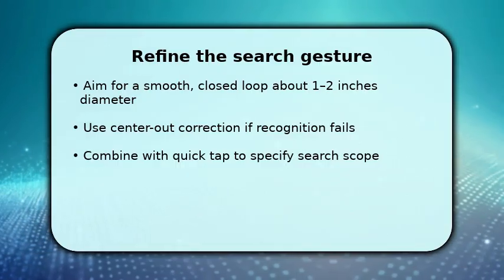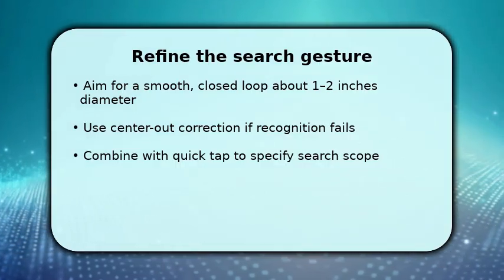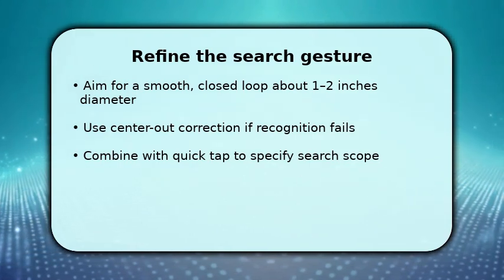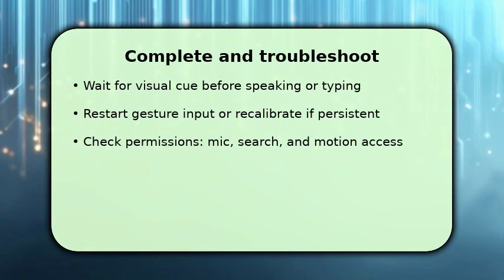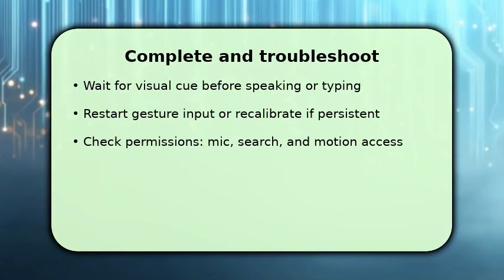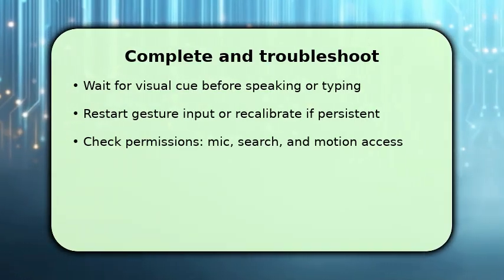Make sure to practice varying speed. Consistency improves accuracy over time. To finish, wait for the visual confirmation before entering text or voice. This avoids accidental commands. If the search didn't start, simply redo the circle with a slightly larger radius and steadier motion.